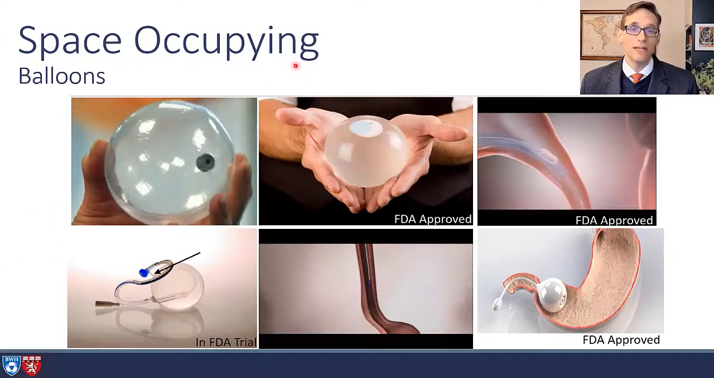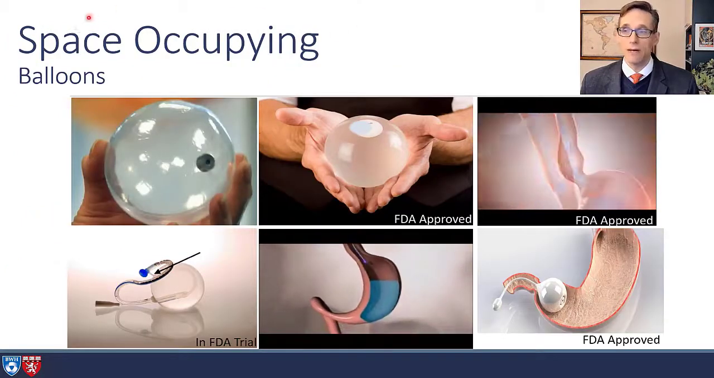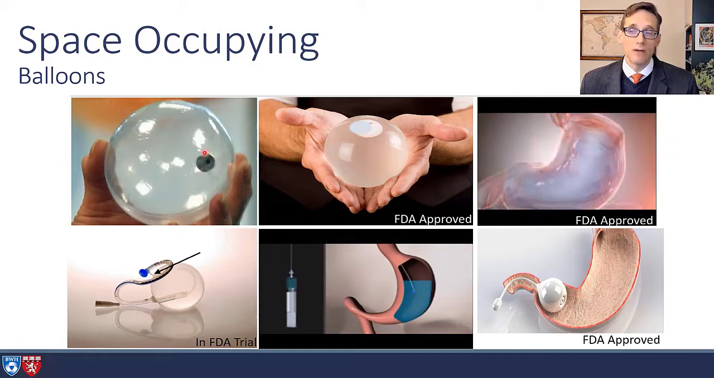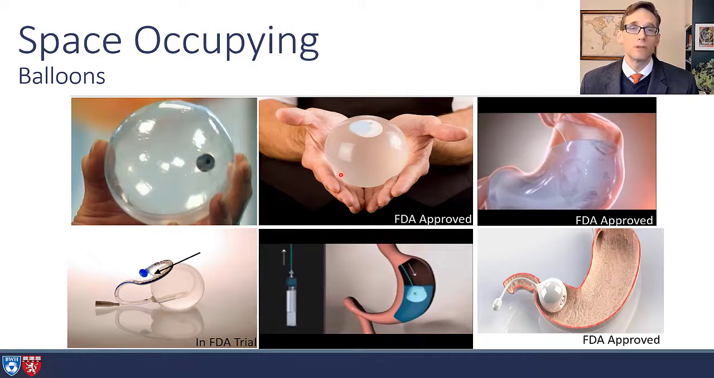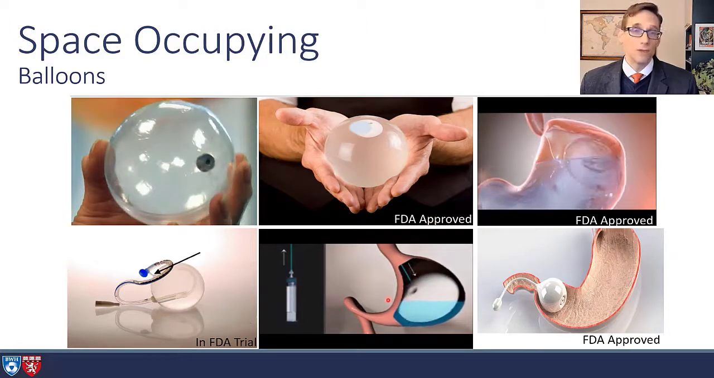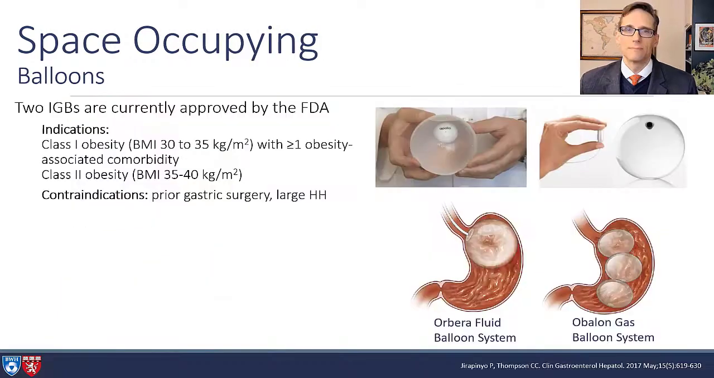We'll start with intragastric balloons, or space-occupying devices, and there are several different types. There are gas-filled balloons, fluid-filled balloons, balloons that really are procedureless, and adjustable balloons. There are currently two balloons that are FDA approved and commercially available in the United States, a fluid-filled balloon and a gas-filled balloon. In general, the indications are class 1 obesity, a BMI of 30 to 35 with at least one obesity-related comorbidity, or class 2 obesity with a BMI of 35 to 40.